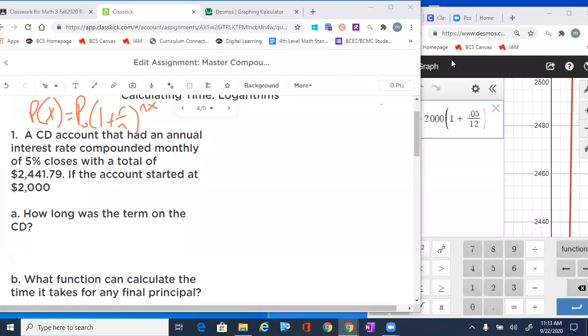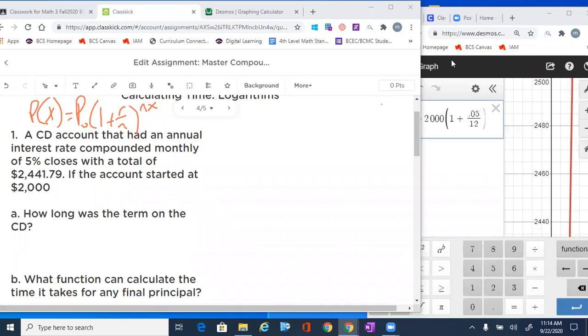All right, we are going to be making an inverse statement based off of a compound interest formula. And if we look at part B, it says, what function can calculate the time it takes for any principal? And let's go back to the original problem there. It says a CD account that had an annual interest rate compounded monthly of 5% closes with a total of $2,400. If the account started at $2,000, what function can calculate the time it takes for any final principal?